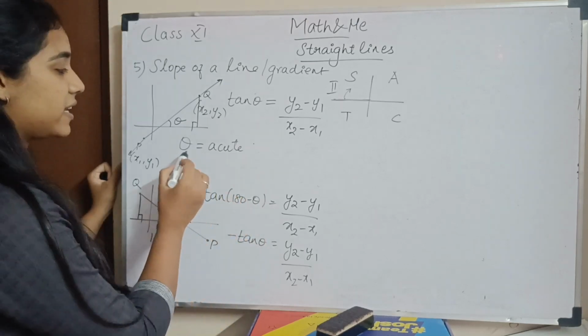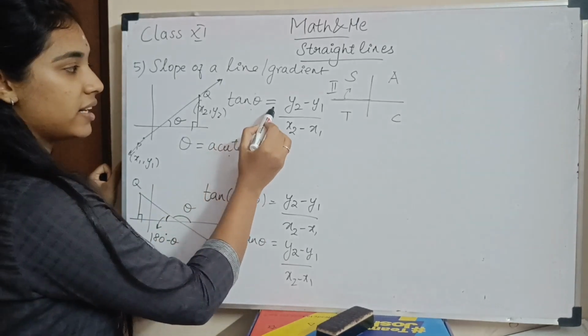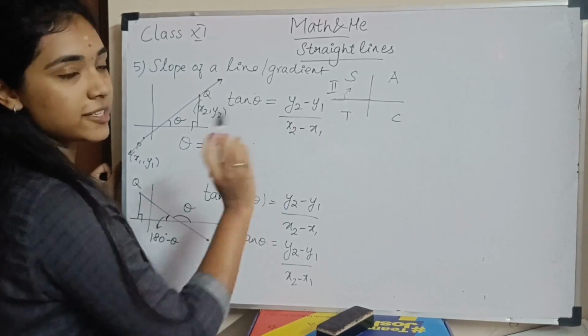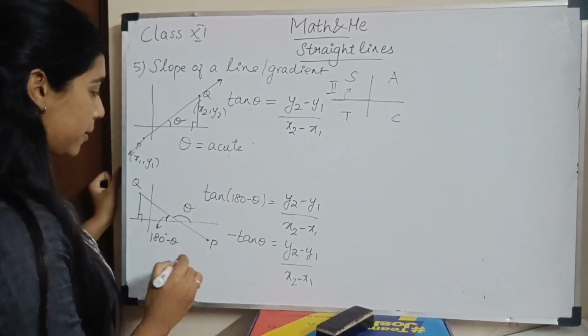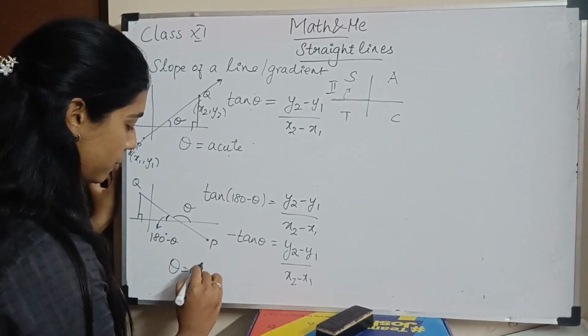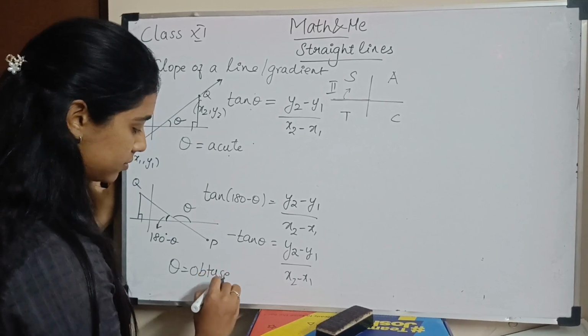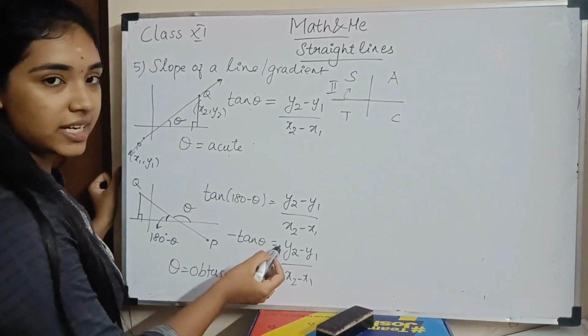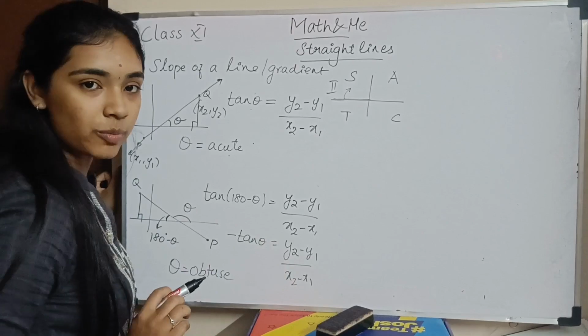So basically when theta is acute, you have tan theta equals y2 minus y1 divided by x2 minus x1. When you have an obtuse angle, when theta is obtuse, you have minus tan theta equals y2 minus y1 divided by x2 minus x1.